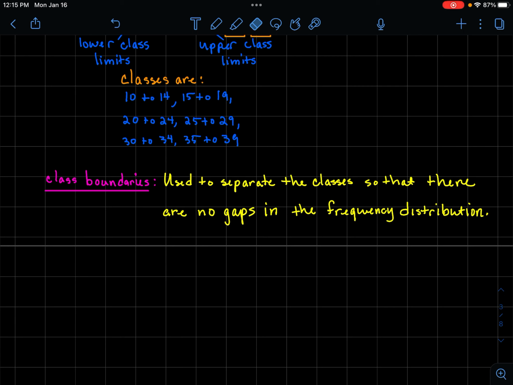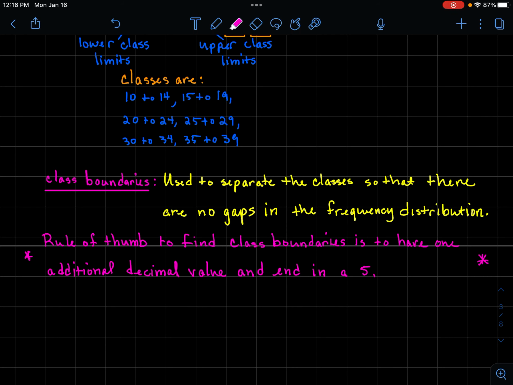Okay, so what are class boundaries? We haven't really discussed what a class boundary is. The purpose for them is to separate the classes so that there are no gaps between the frequencies. As I said earlier, in one of our classes, the upper class limit was 14, but the lower class limit of the next was 15. There's a gap between the numbers 14 and 15. So we use these boundaries to keep them connected so they can be continuous.